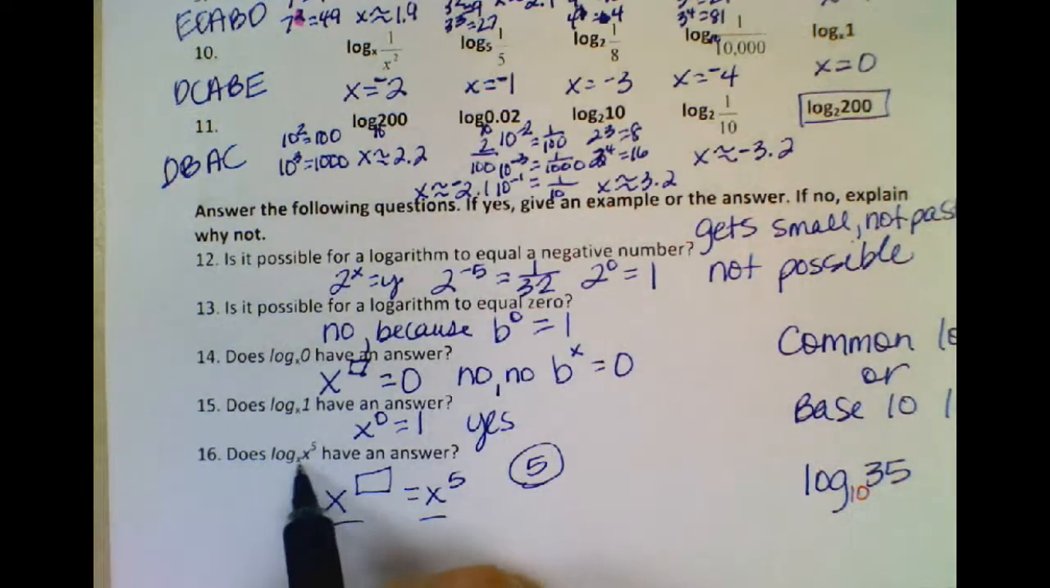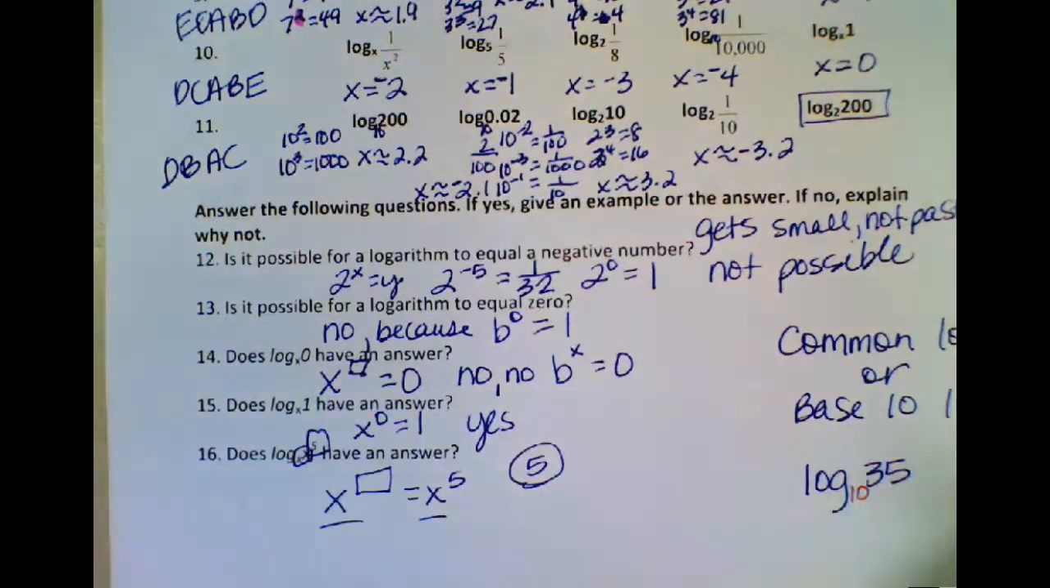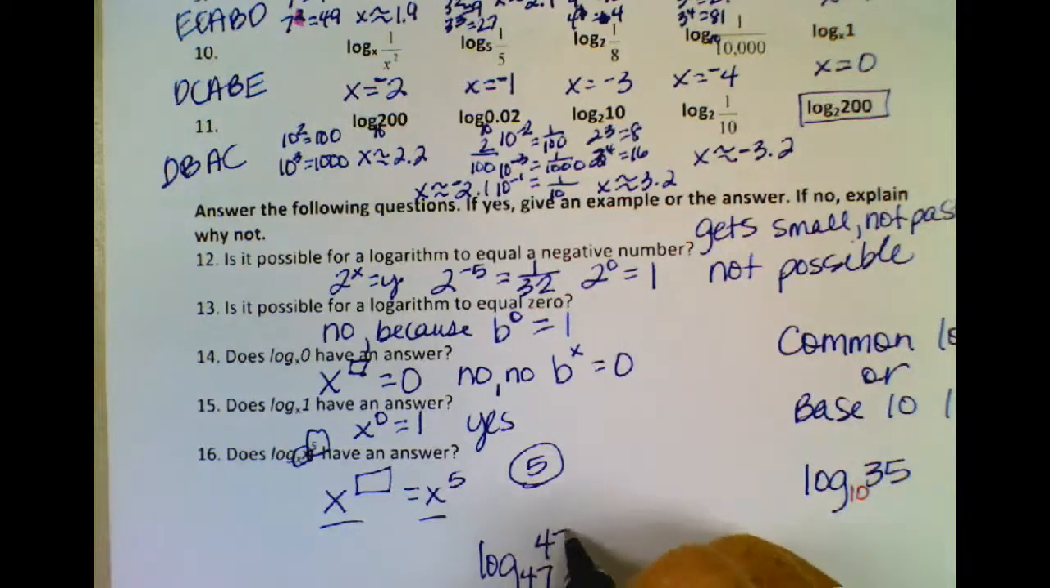When you see a log and the base and the base within the answer are the same, they are canceling operations and your answer ends up being just whatever that exponent is. So if you see log base 47 of 47 to the 5th, those two will cancel out and your answer is 5. We're going to do some practice ones of those in class, so if it's not quite making sense to you, it will by the end of our class on Monday and Tuesday.